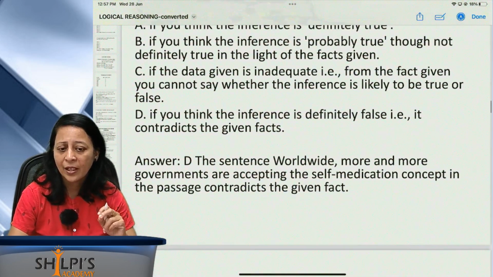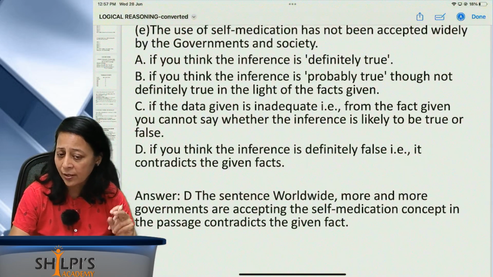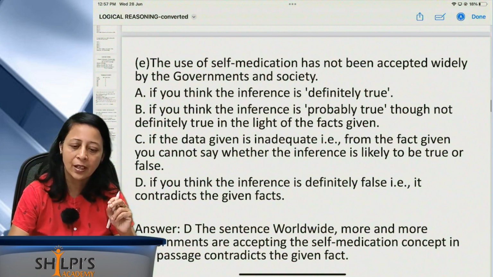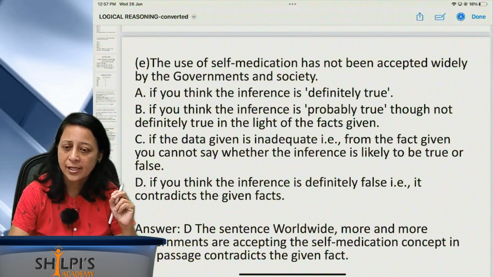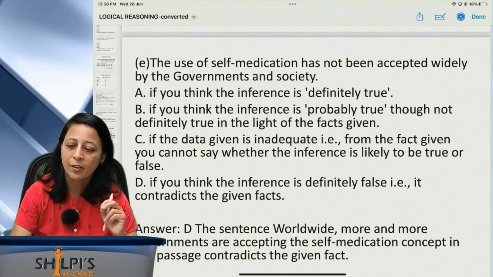Next is, use of self-medication has not been accepted widely by the government and the society. The sentence in the passage, worldwide more and more governments are accepting the self-medication concept, contradicts the given fact. So they have already given that for minor ailments, self-medication is acceptable by the government, but here they are telling that it has not been accepted, so it is definitely wrong.